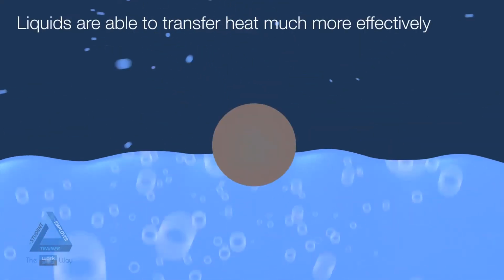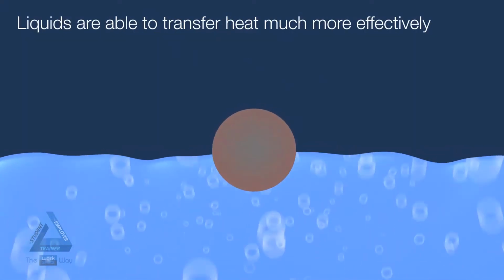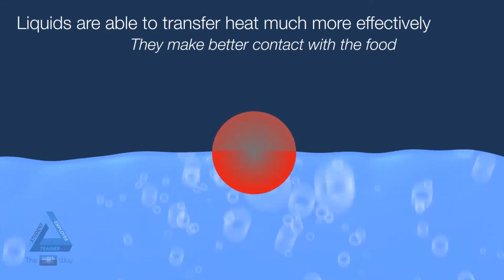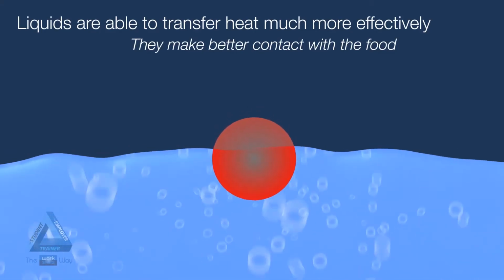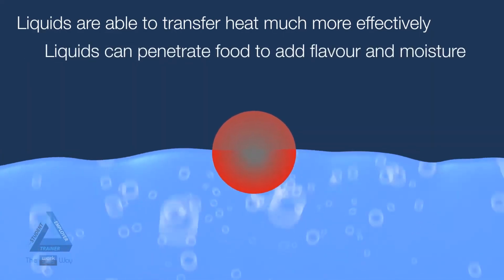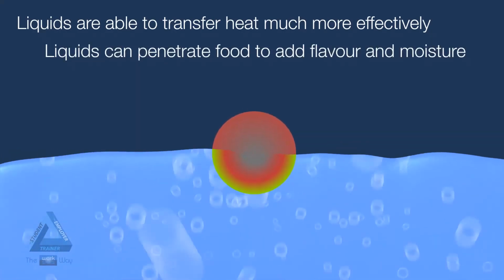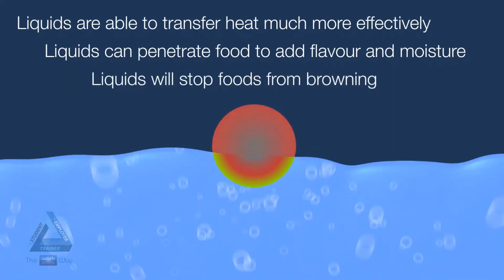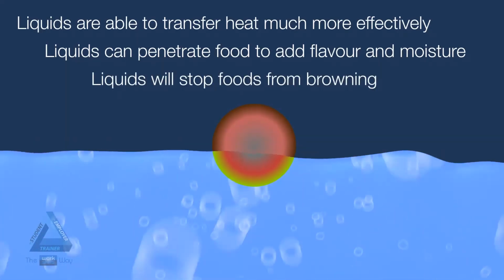Liquids are able to transfer heat much more effectively than air because they make better contact with the food and therefore have more opportunity to transfer their heat. Liquids can penetrate into the food and add flavor and moisture. Liquids will impair your ability to brown food.